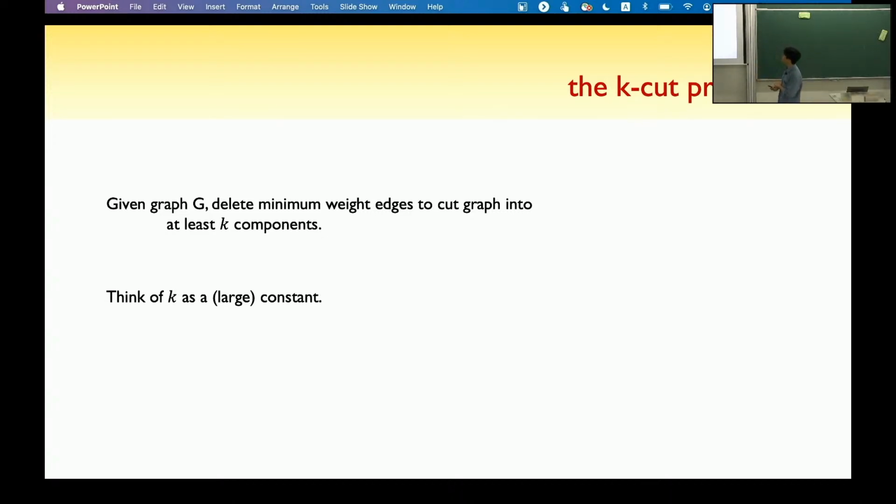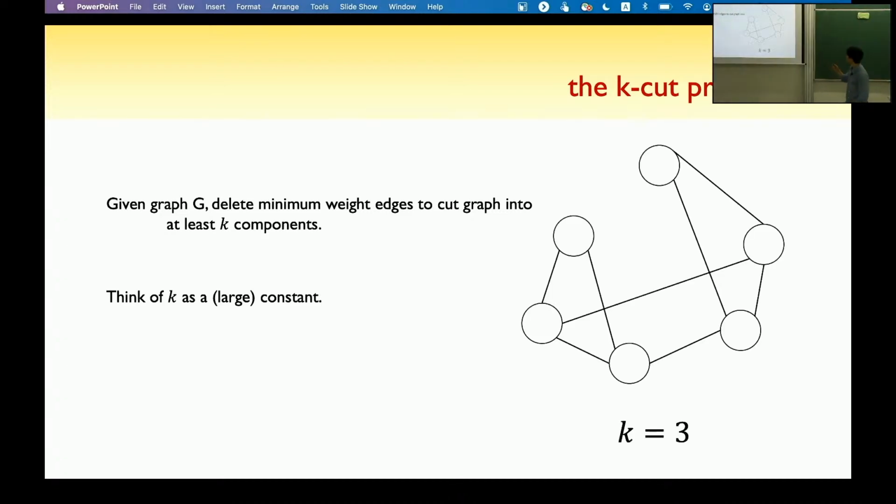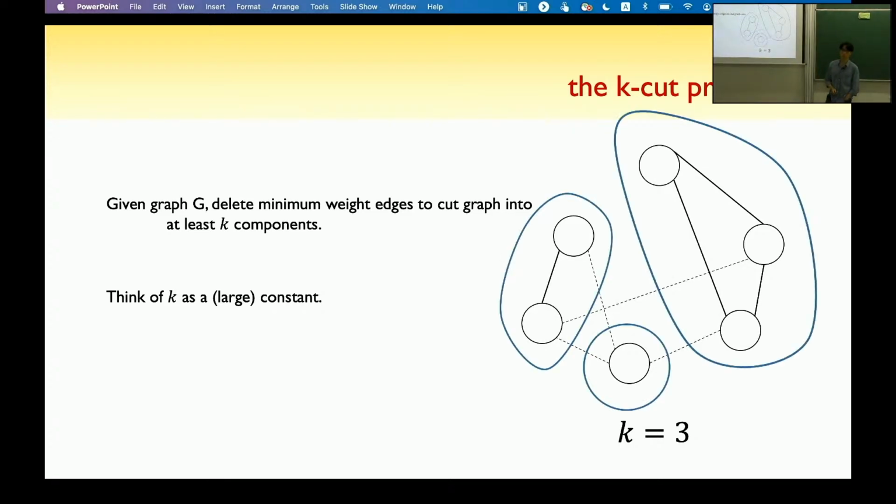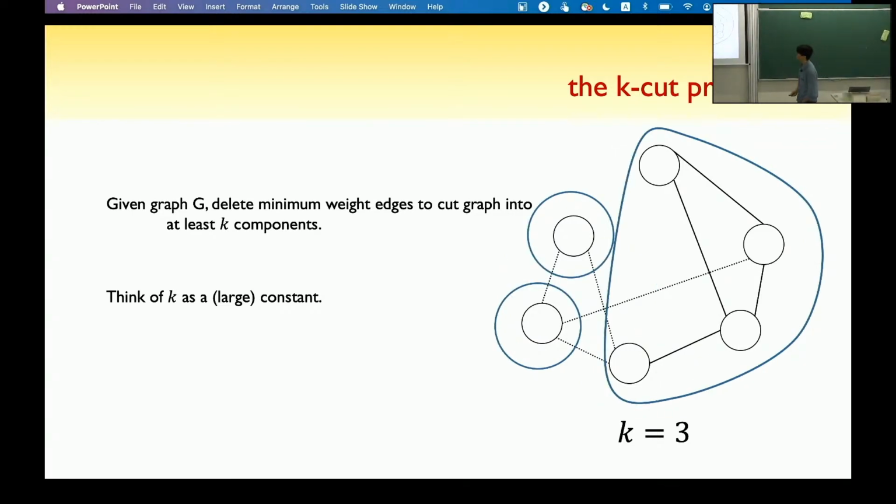We're going to think of k as some constant, possibly large. So k is 2, 3, 4, things like that. Just to make sure, this is one example instance. This is a graph, and k is 3. This is one possible 3-cut, because if you delete all these 4 dotted edges, then we get 3 connected components. And this is another one, where we have 2 singleton components and 1 large component.